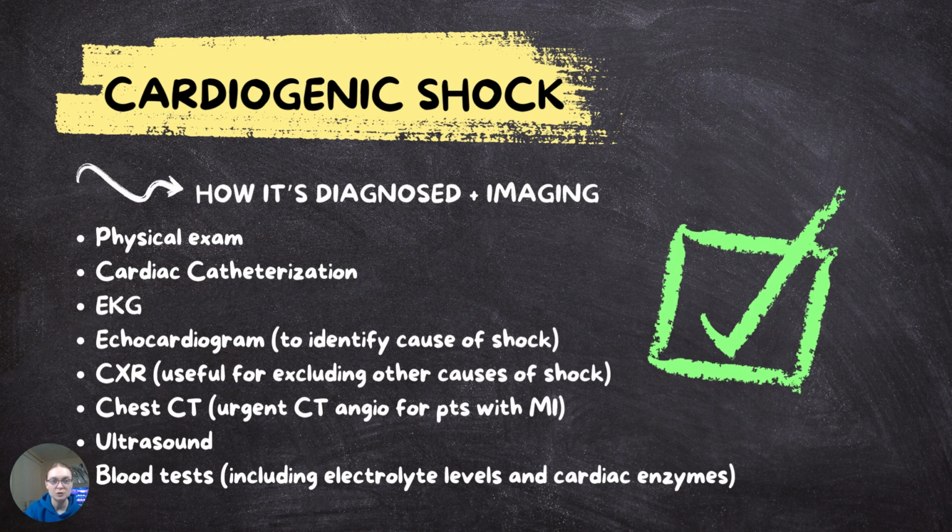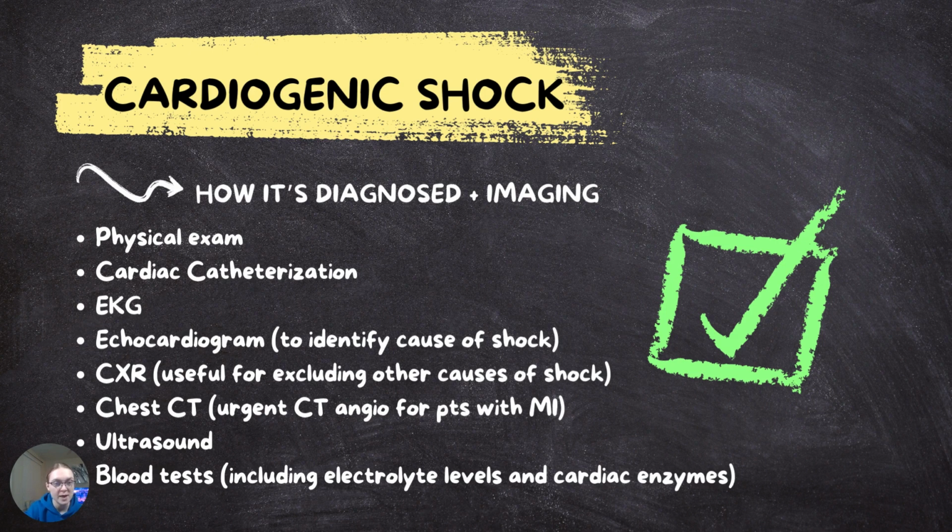So, how is cardiogenic shock diagnosed, and what does its imaging look like? So, of course, we're going to do a physical exam, and we're going to look for all of those signs and symptoms that we just talked about. Cardiac catheterization is another way to diagnose cardiogenic shock. We're also going to do an EKG, of course, and an echocardiogram. The echocardiogram is going to help us identify the cause of shock.